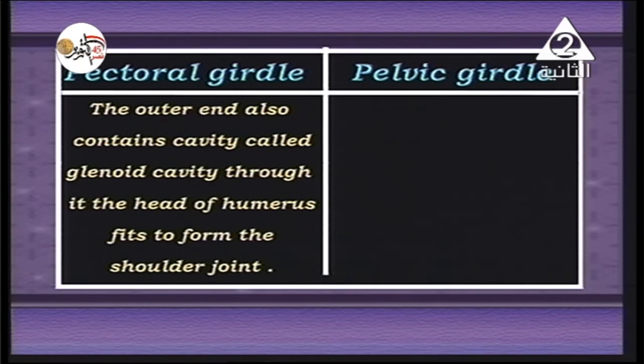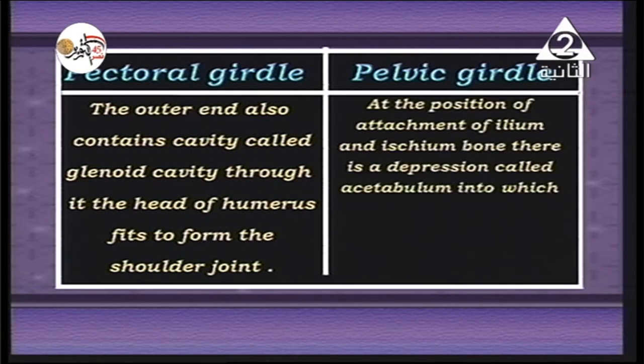The pectoral girdle's outer end also contains a cavity called glenoid cavity. Again, we say that we have 2 bones, scapula and clavicle. The outer end of the scapula contains a cavity called glenoid cavity, through which the head of the humerus fits to form the shoulder joint.